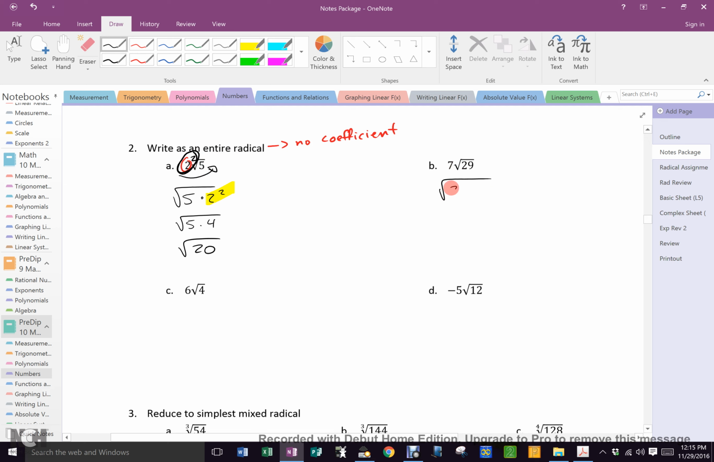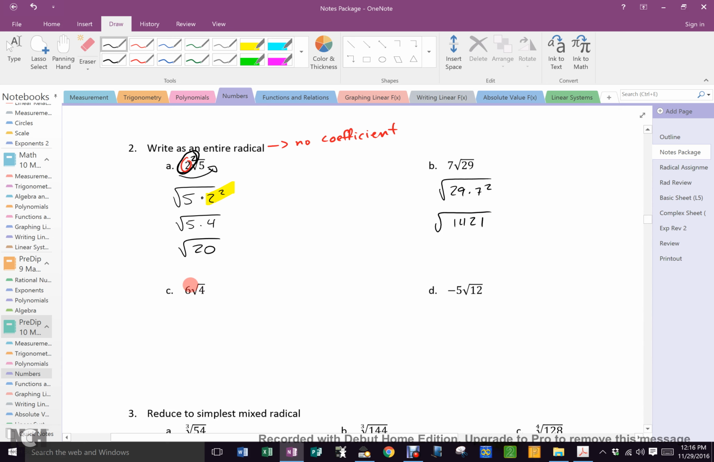It's going to be the root of 29 times 7 squared, which of course you're going to need your calculator for. 29 times 49, I can't do that in my head. 406, thank you. Right? No. 1,421. That sounds better.